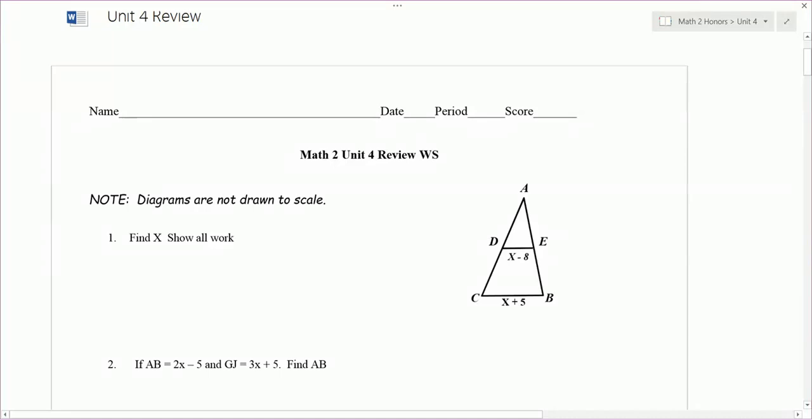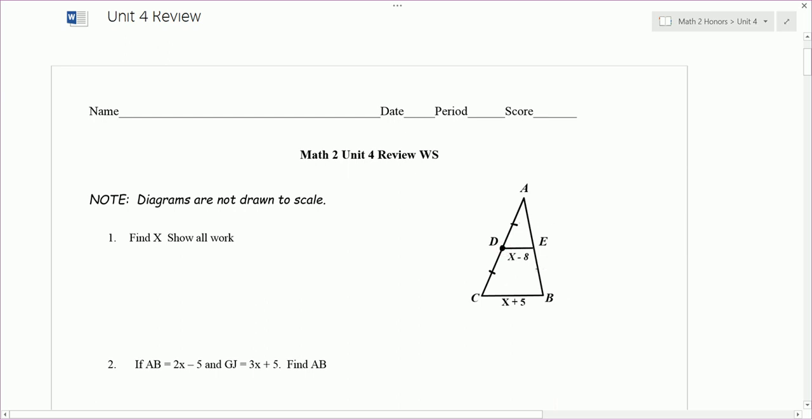This is the Unit 4 review for Math 2 Honors. Number 1, we're trying to solve for x. There is something missing in this picture in order to do this, and that is the segment CD is equal to segment DA. So D is the midpoint of AC.